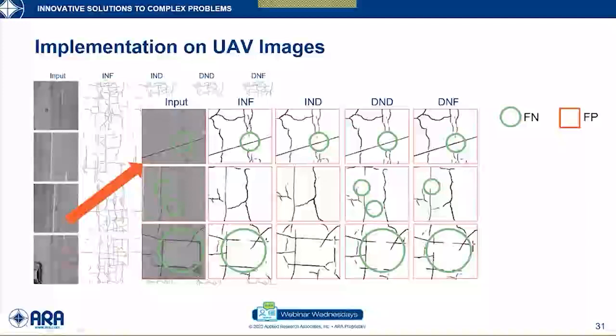Despite the DND model showing the best performance in the evaluation metrics, the IND model, the third column here, shows the best result compared to the others. It provides the lowest false negative errors. So it can be concluded that the IND model, the inception model, is the best generalized model among the other models.